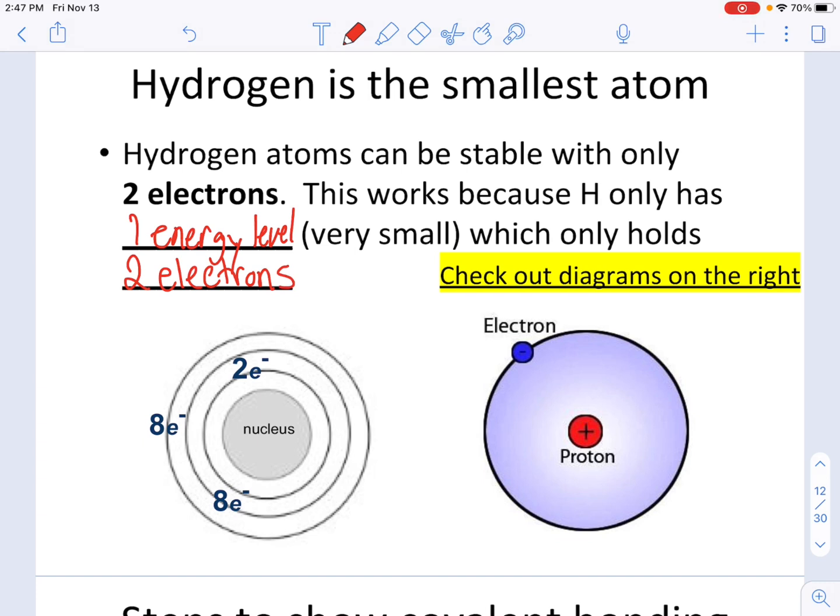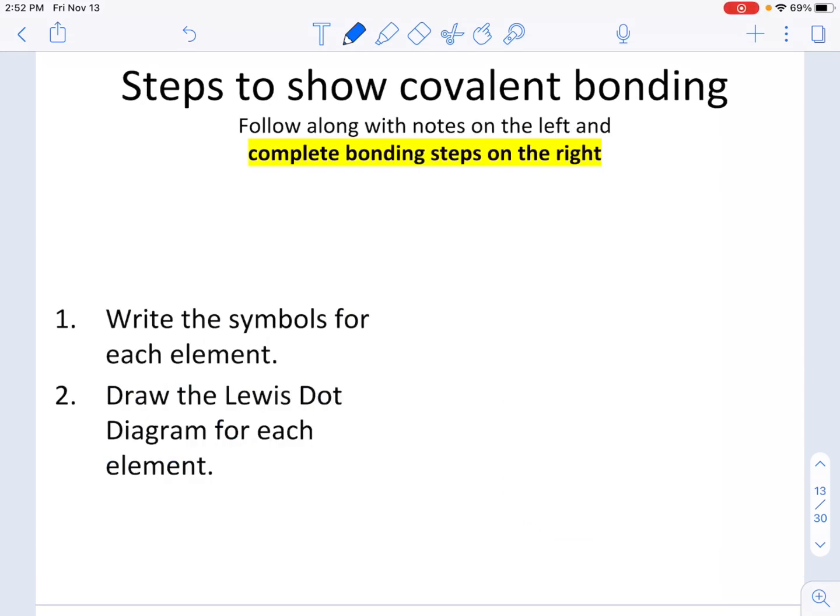So if you look at the picture on the right, this is hydrogen. It's got 1 outer electron. What it wants to do is gain 1 more electron to become full, because the first shell only holds 2. So hydrogen's that example where it only needs 2 to become full. The rest of them that we look at need 8 to fill their shell.